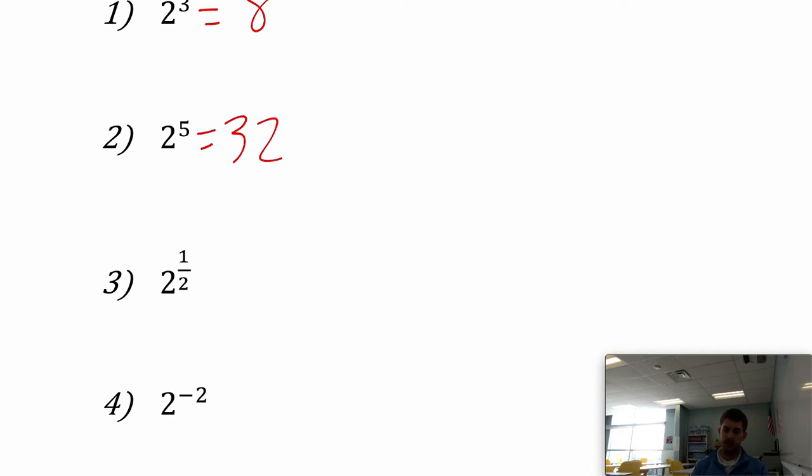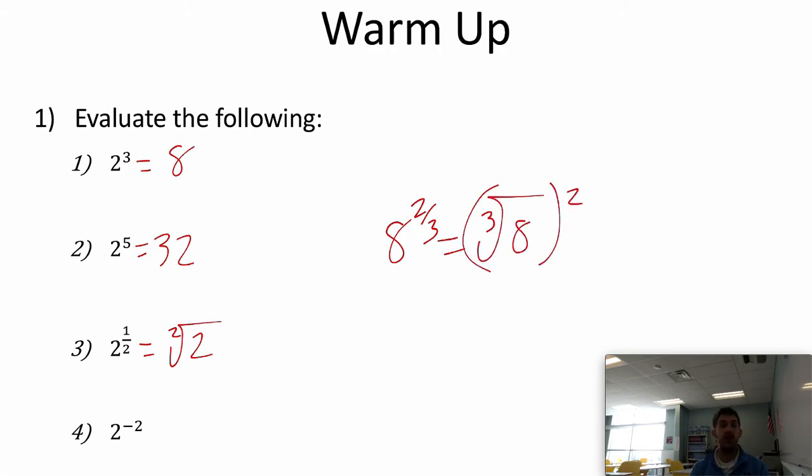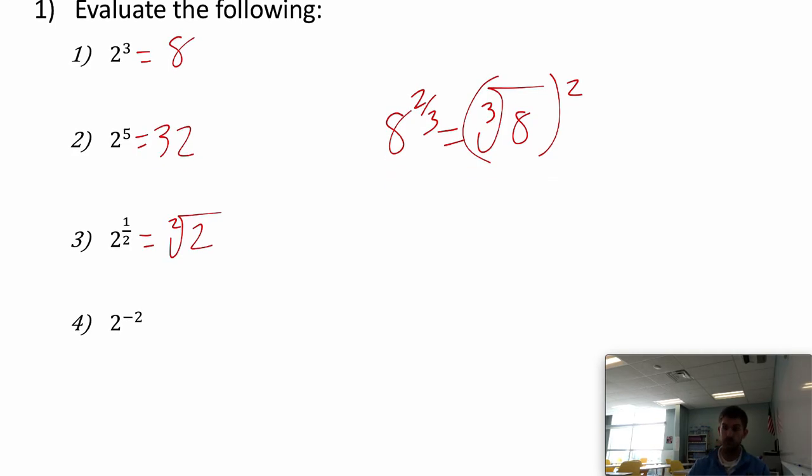Now, for exponents that are fractions, you end up doing the root. In this case, 2 to the 1/2 is going to be the square root of 2. Now, a side example: if you were to have something like 8 to the 2/3, what you would do is take the third root of 8 squared. So the denominator is what root you're taking, and the numerator is what exponent you're going to raise it to.